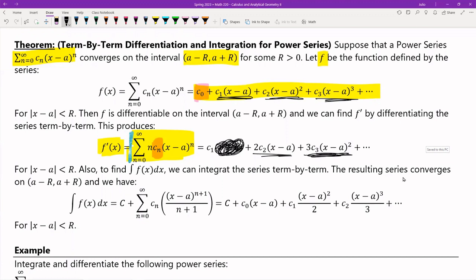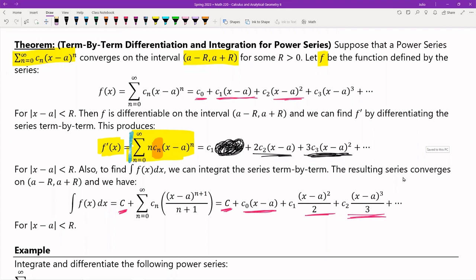If we want to integrate, let me go back up here. Let me erase this so I can do some. There we go. If we integrate C0, that is a constant, so that gets just an x minus a. If we integrate x minus a, it's going to be squared over 2. If we want to do this one, that's going to be cubed over 3. And in this case, we have to add the C because this is an indefinite integral. You guys remember that? Okay.